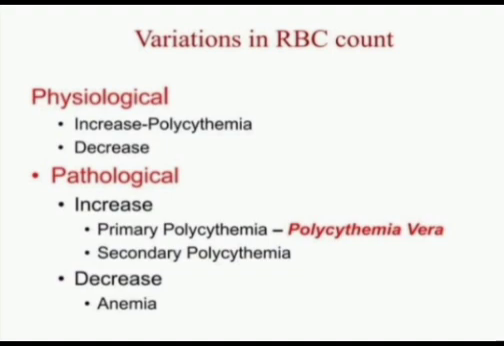And an increase in red blood cells under pathological variation can lead to polycythemia. Polycythemia is either primary or secondary. We are going to treat that later on in this class. Decrease is anemia. So there are other variations, both physiological and pathological, that can cause increase or decrease in red blood cell counts. So hold that thought.